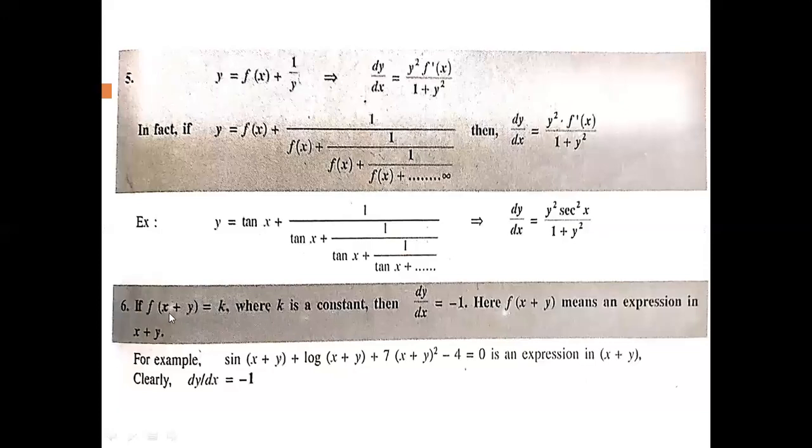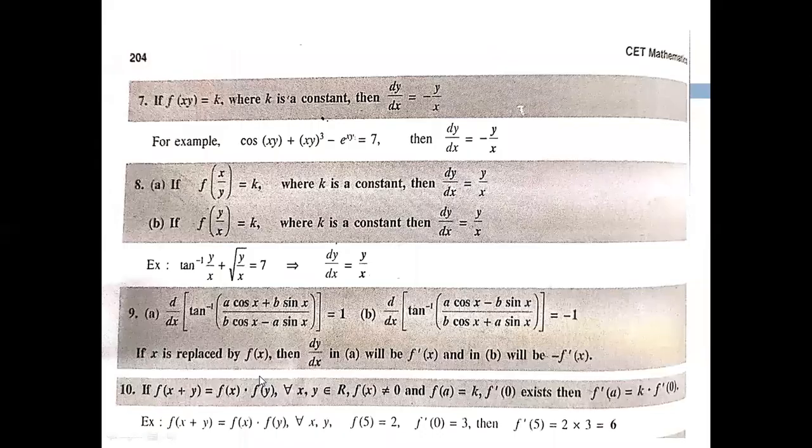Next, sixth one: if y is equal to f of x plus y, if f of x plus y is equal to k, where k is constant, then dy by dx is equal to minus 1. Here f of x plus y means an expression in x plus y. See, observe this, very important. For example, sin of (x plus y) plus log of (x plus y) plus 7 of (x plus y) whole square minus 4 is equal to 0 is an expression in x plus y. Clearly, for this type of function, if the function is f of x plus y is equal to k, where k is constant, definitely dy by dx will be minus 1.